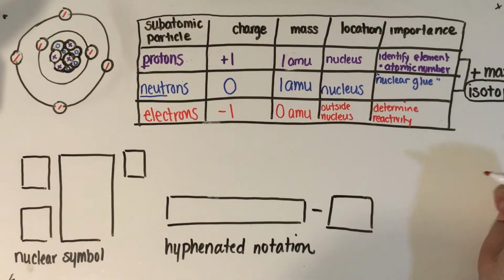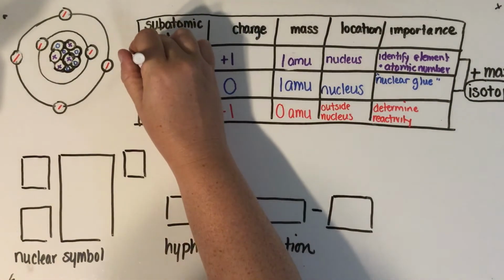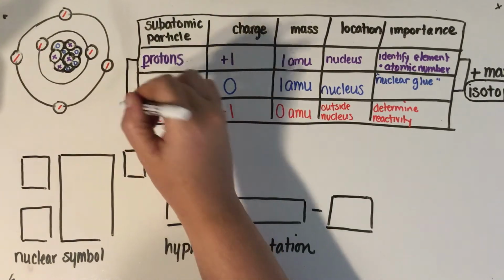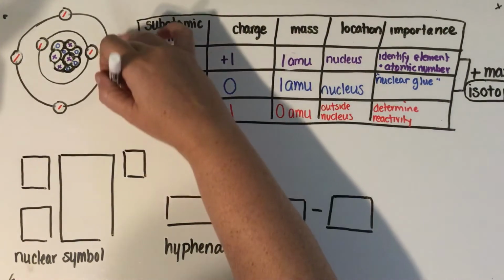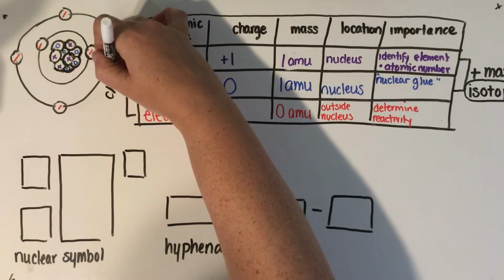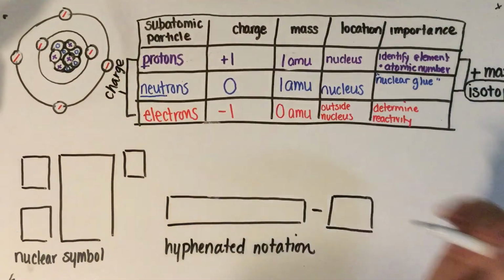Or we can think of it as the chemical properties of the atom. If we compare the number of protons to the number of electrons, if we look at the difference between those two numbers, that'll actually help us determine the overall charge of the atom.